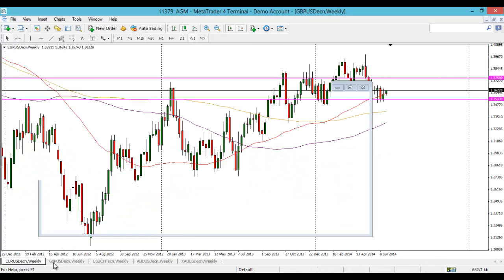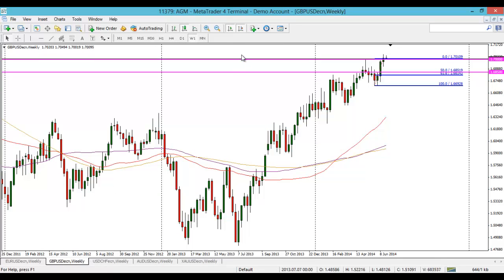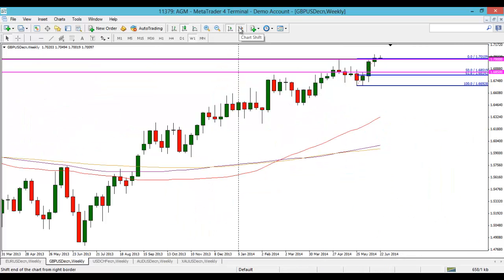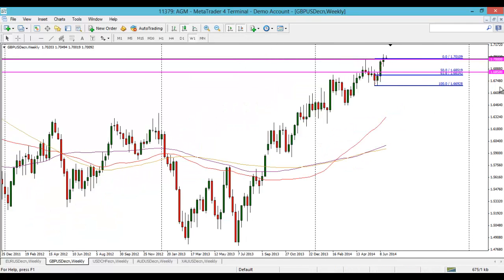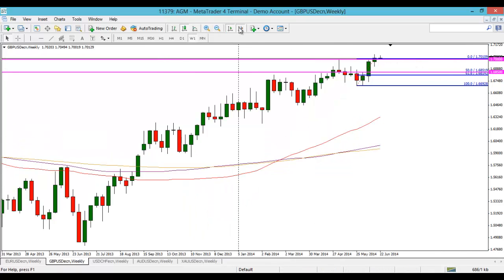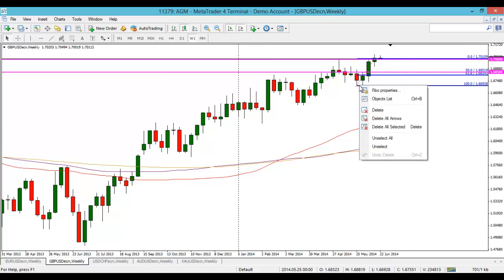Okay, let's move to cable. What's going on with cable? I've left this up from last week as well. So this is the weekly, and the key level that we were speaking about was the 167s key resistance. Interestingly though, we did get a weekly close above the 167, so it's time I should take this fib off for a second.